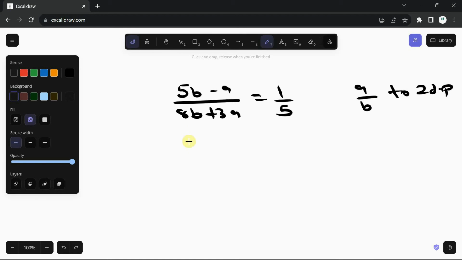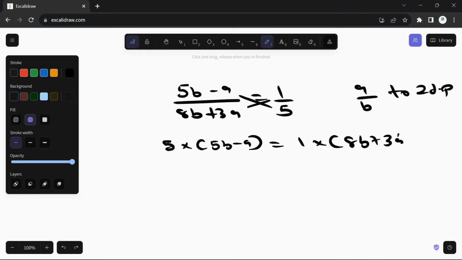So let's see. First things first, we'll just cross multiply. That's the first thing that we'll do. So that will be 5 times (5b - a) is equal to 1 times (8b + 3a). So 5 times 5b is 25b, minus 5 times minus a is minus 5a, right? Is equal to 1 times anything is the thing. So that will be 8b plus 3a.